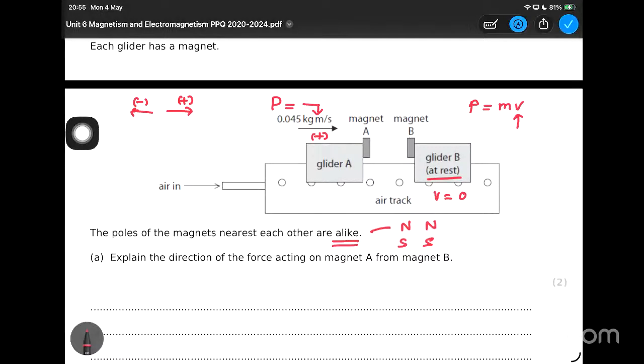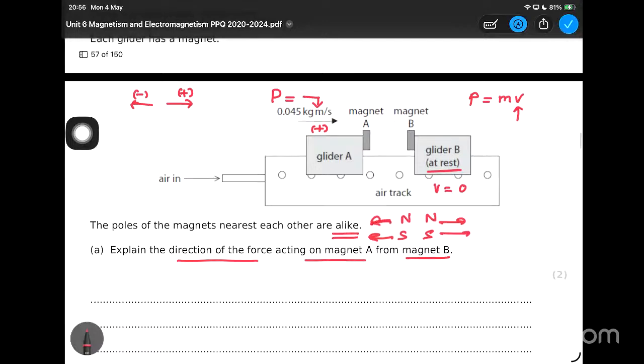Explain the direction of the force acting on magnet A from magnet B, right? So since you are having two poles which are alike, then what will happen? You will be experiencing the repulsion forces, right? The repelling powers. So therefore, they are asking, explain the direction of the force acting on magnet A from B. So the direction will be in this direction. You need to write it as from right to left. Okay, the force direction is from right to left.